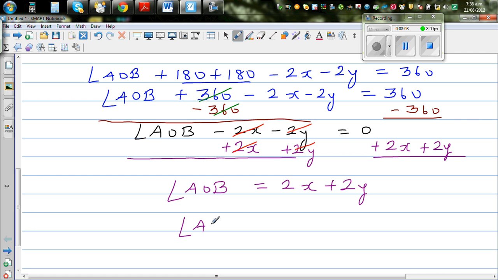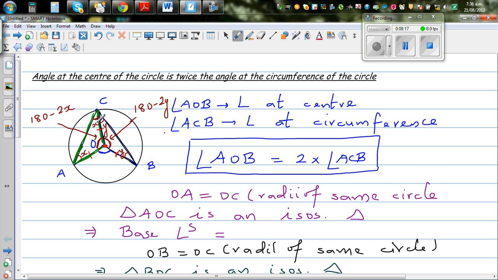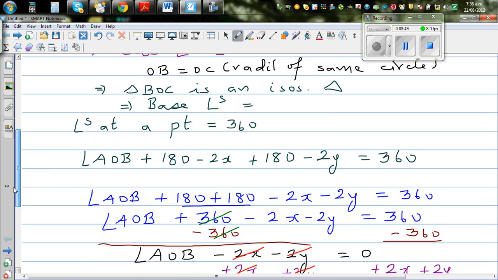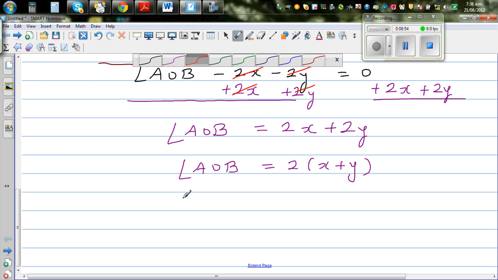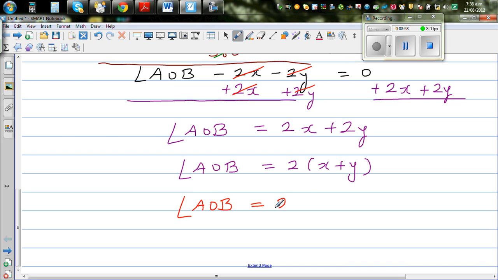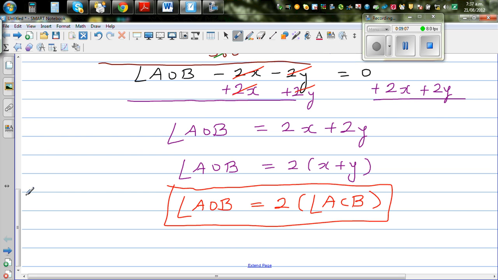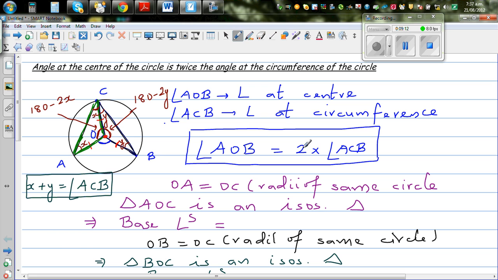Now I can factor the 2 out, and you have got x plus y. So let's go back to where we started. What is x plus y? The x is the angle ACO, and y is angle BCO. So if you add x plus y, we're getting ACB. I hope you can see that. X plus y is nothing but ACB. So in place of x plus y, I can write ACB. So angle AOB is equal to 2 times angle ACB. And that's what we wanted to prove: the angle at the center, angle AOB, is 2 times angle ACB.